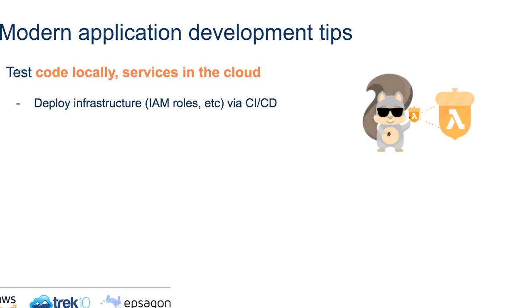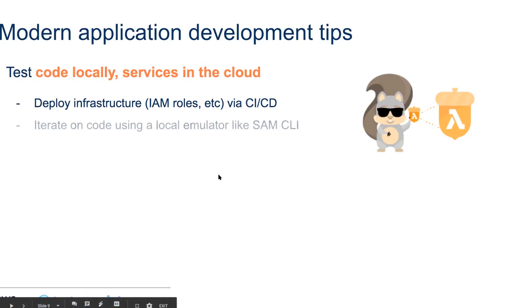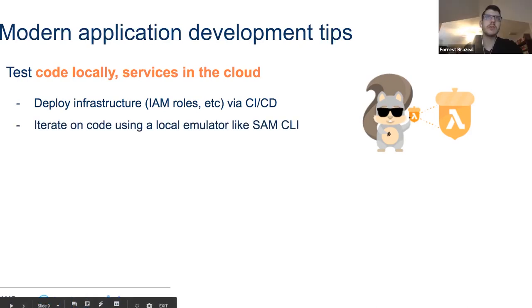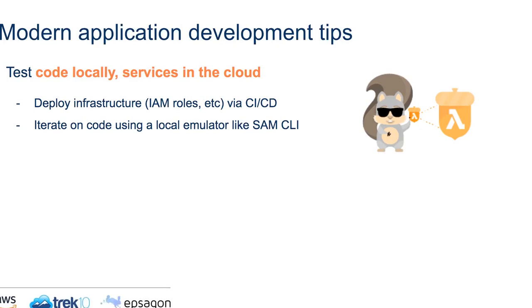But I'm talking about things here like your IAM roles, perhaps a database, a DynamoDB table that you're using, just those fundamental pieces that underlie your code. Go ahead and get those deployed into the cloud as soon as you can. And then at that point, iterate on your code locally using something like the AWS Serverless Application Model, or SAM, which Trevor referenced a minute ago.